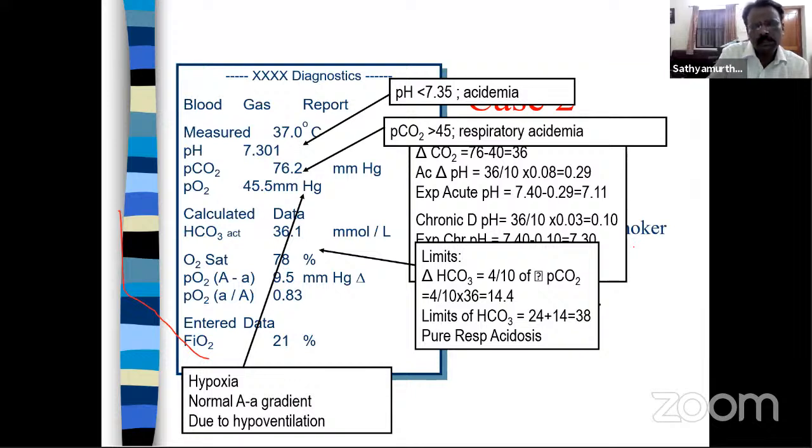Whenever it's not correlating, just check your anion gap. And if the patient has some high anion gap, maybe this patient has some hidden metabolic acidosis also. Maybe the patient has some lactate also, that is lactic acidosis along with it.